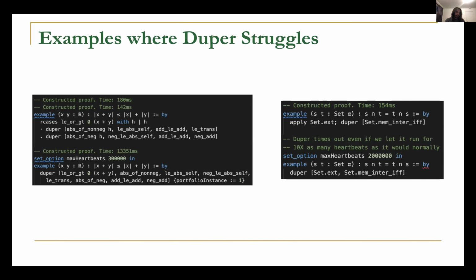An even more mystifying example of how Duper can struggle is on the right. Here, I have a simple theorem which just states that set intersection is commutative. If I apply the set extensionality lemma first, and then call Duper, there's no problem here at all. But if I tell Duper to use set extensionality itself, and all it would have to do is apply it, as we see in the top example, it'll time out even if I give Duper 10 times as many heartbeats as it would ordinarily be allowed to use.